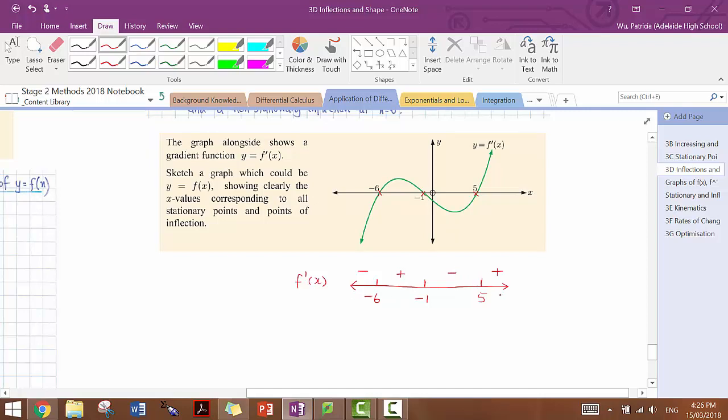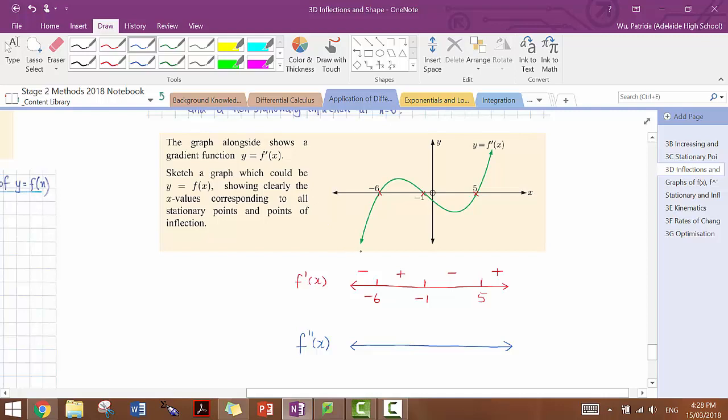When I try to do my sign diagram, I try to align these coordinates with the original graph, so that later it will be easier for me to sketch my graph onto the original place. Now I'm trying to do one for f double dash of x.